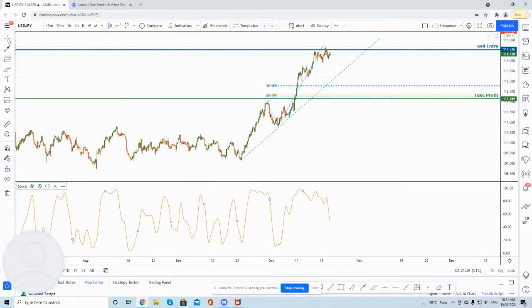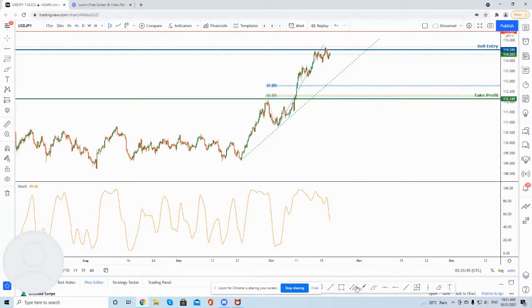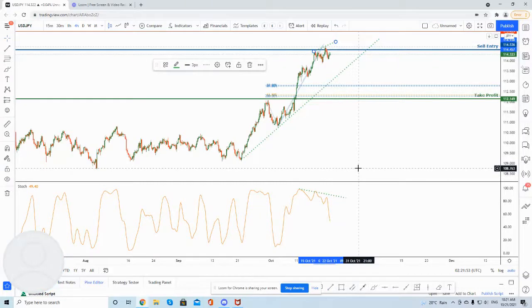Okay, there's a divergence right here. See? Give me a second to adjust this. So I can draw a divergence here, but price is still going up right here. So obviously there's a divergence. Price might actually go down soon. Okay.